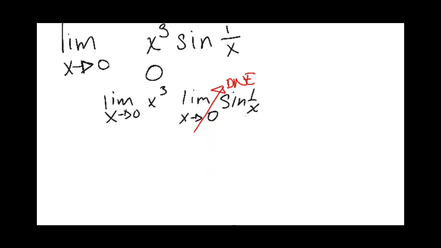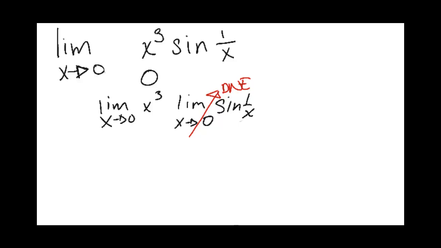So we recall that sine is a function that oscillates between two values. We know that the sine of whatever, in this case 1 over x, is always greater than or equal to negative 1, its minimal value, and smaller than or equal to its maximal value of 1.